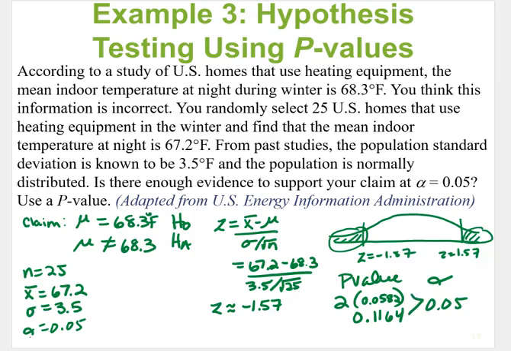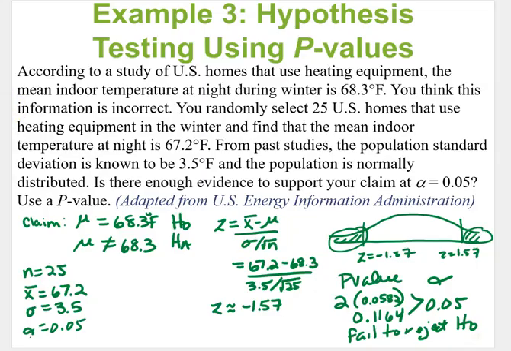I'm going to compare that to my alpha, which is 0.05. The p-value is definitely larger. So I'm going to fail to reject the null, which is the claim in this. So I cannot reject this. There is not enough evidence at the 5% level of significance to support the claim that the mean indoor temperature at night during winter is different from 68.3. So I can't disprove that their claim is wrong.